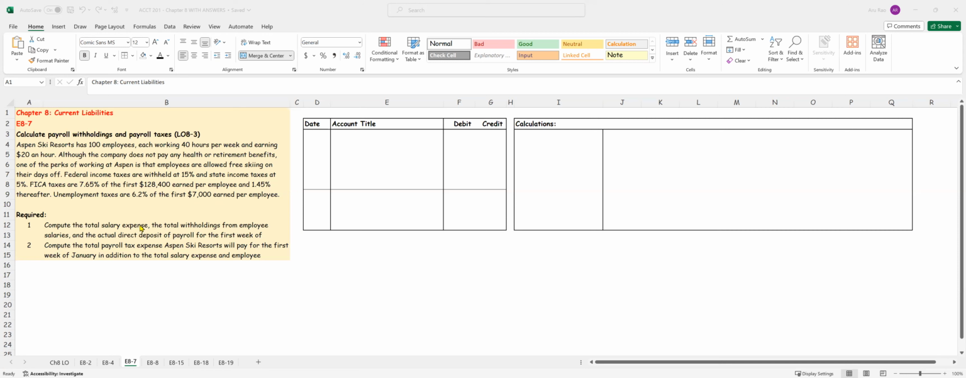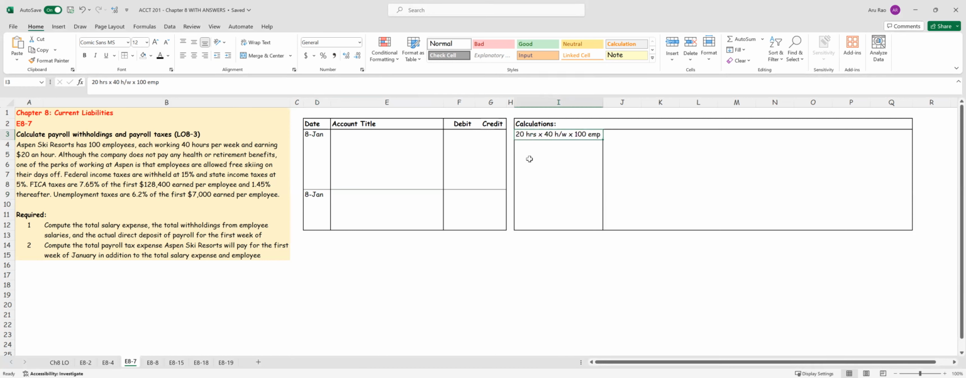So we've been given lots of information over here. And let's see what our journal entry is going to be. We're going to have two separate journal entries. The first one is going to be for salaries expense, and the second one is going to be for the payroll tax expense. So before we get into all those details, look at the first sentence. 100 employees, each employee works 40 hours per week and earns $20 per hour. We are going to do the journal entries for the first week in the new year.